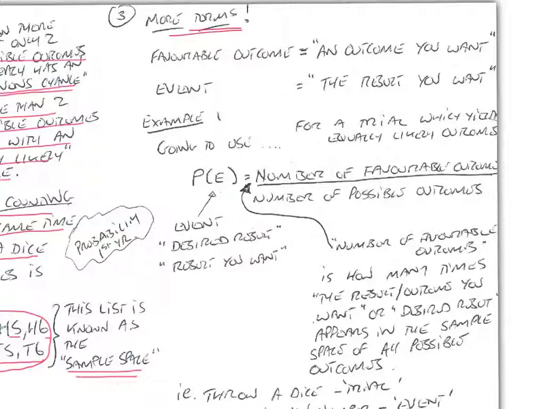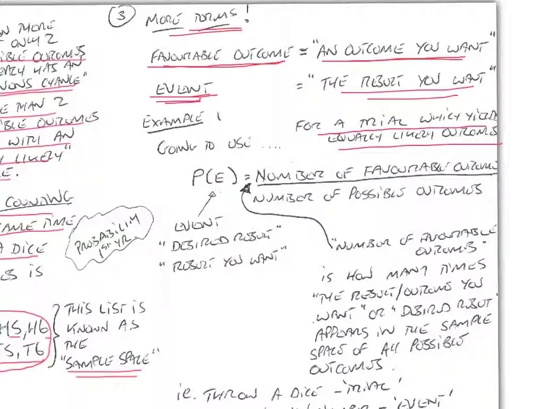Okay, so there's this notion of a favourable outcome or an event. They're one and the same thing, really. A favourable outcome is the outcome you want. Like if you were to toss a coin and the favourable outcome, the one you want, is heads, then that's your favourable outcome, or that's the event you're looking for, the result you want. Okay, so we're going for a trial which yields equally likely outcomes, tossing a coin, throwing a dice.